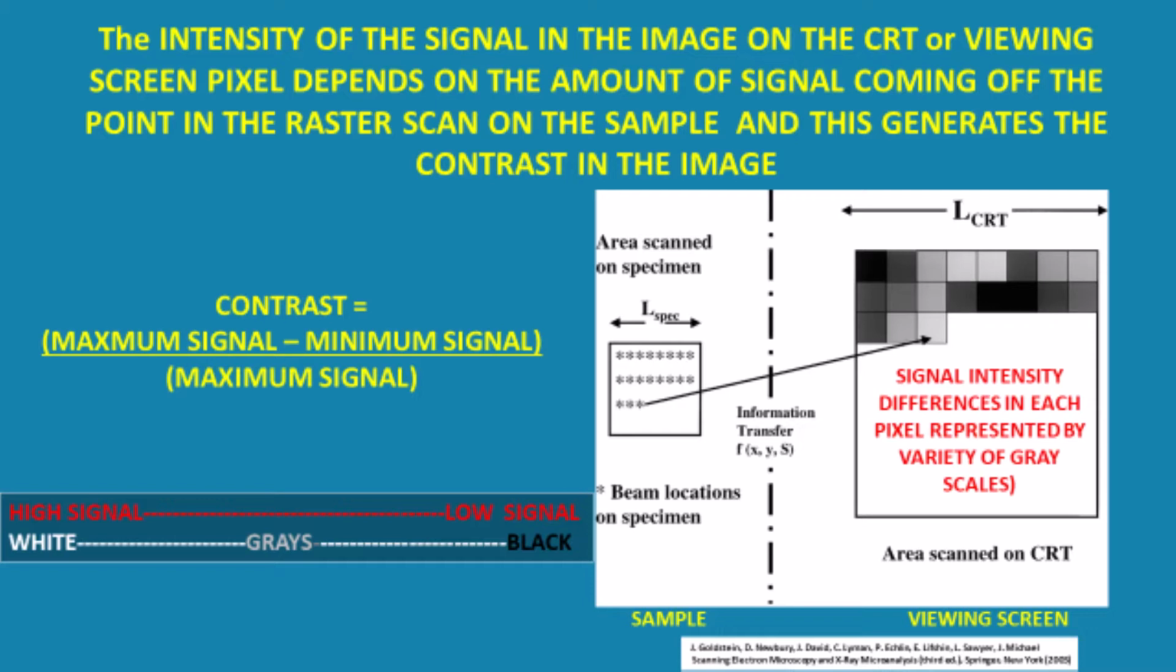The intensity of the signal in the image on the monitor viewing screen depends on the amount of signal collected from the corresponding point in the raster scan from the sample. These differences in signal intensity generate the contrast in the image. Contrast is related to the difference in intensity between two points, so the entire grayscale from black to white and every gray shade in between appear in the image.